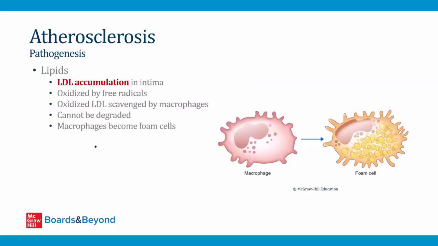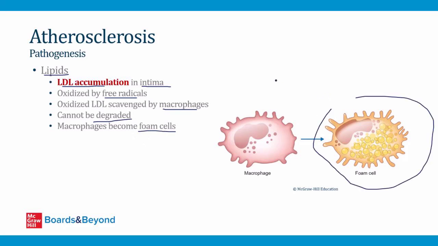Another key element of the development of atherosclerosis has to do with lipids. So like I said before, LDL accumulates in the plaques of atherosclerosis, especially in the intima layer. What's believed to occur is that LDL cholesterol particles become oxidized by free radicals, and then those oxidized particles are scavenged by macrophages, which fill up with lipids. These macrophages can't degrade the lipids, and so they become engulfed with lipids and turn into something known as foam cells. And this is a picture of what a foam cell looks like on the screen here.